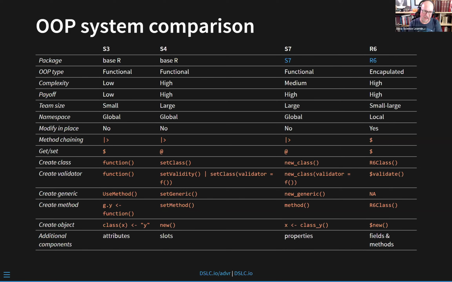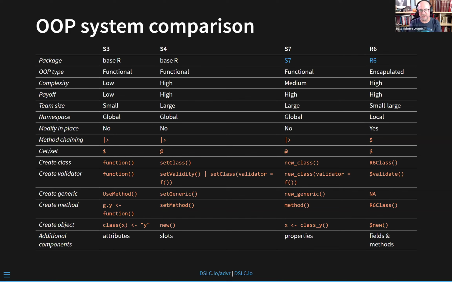I have personally used S3 a lot, used S7 a tiny bit, and I've used R6 mostly via Shiny. And I did some with the Torch package, which actually has something that it calls R7, which is just R6 with some little add-ons to it.